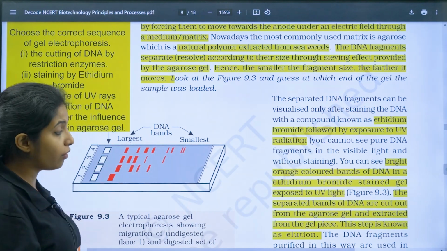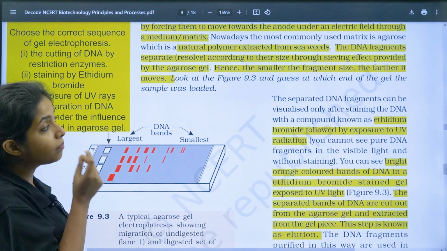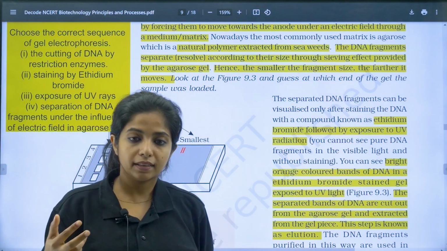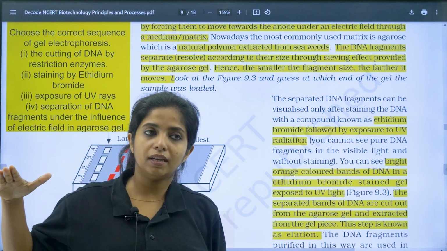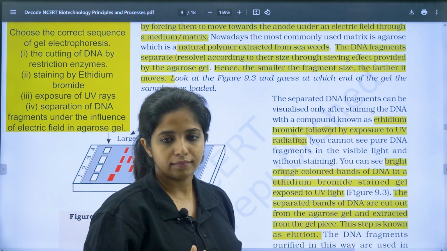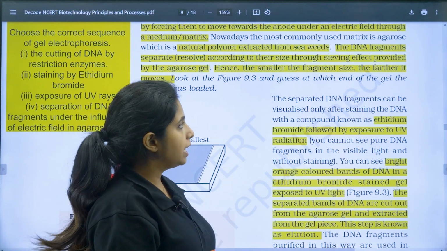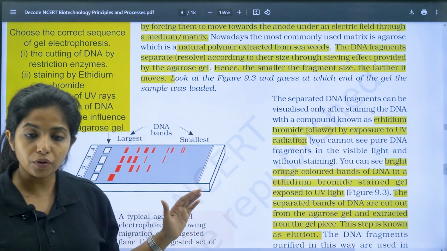So there is a sieving effect, and that is a very important question as well. You might have to pick the wrong statement. They might give you that the DNA moves on the surface of the agarose gel. No, within the agarose gel, that is the correct thing. Small details are really important. Now, once you have separated, what do you do?